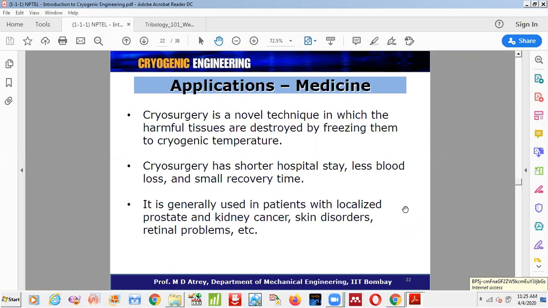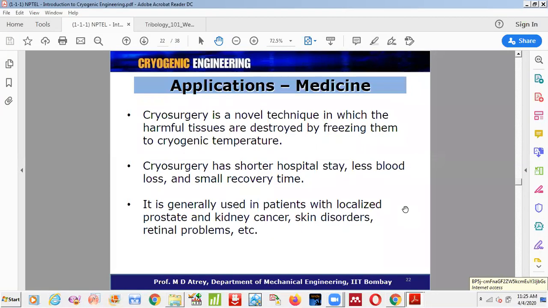Then there will be less blood loss. That means they are not cutting a complete part of the body, or subjecting the patient to higher blood loss. And then the recovery time you need after the surgery is less. Obviously, the hospital stay will be less, so you can also reduce the hospital bills. But the cryogenic surgery itself will be very costly, to my knowledge.